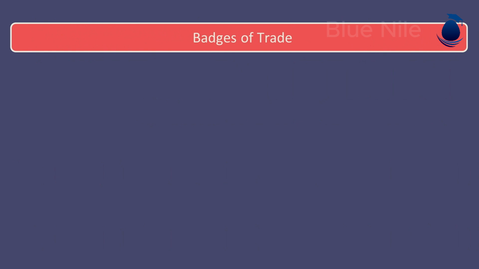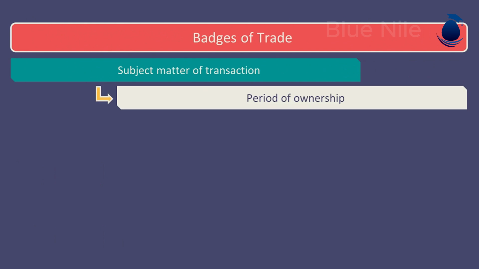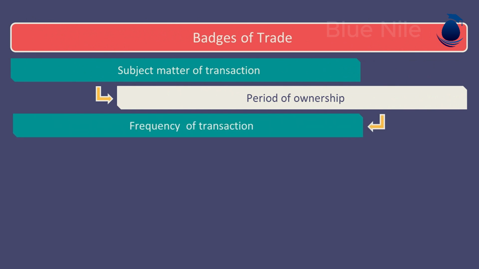No one badge is more influential than another, and it really is a grey area. The badges are the subject matter of the transaction, so are these the kind of goods or services that are normally used for trading? The period of ownership. The longer this is, the less likely it is that the item is part of a trade. The frequency with which this type of transaction has occurred. The more frequent, the greater the likelihood there is a trade is going on.